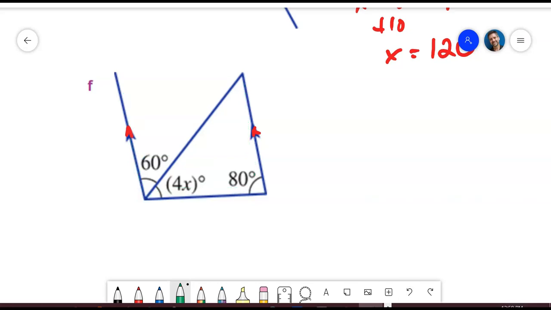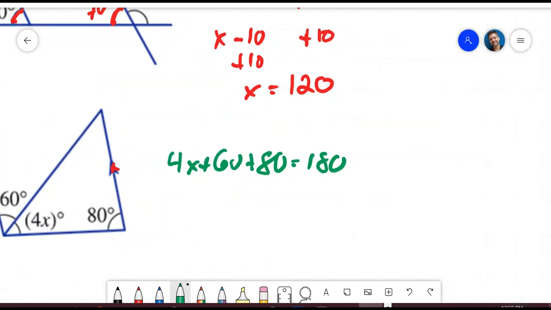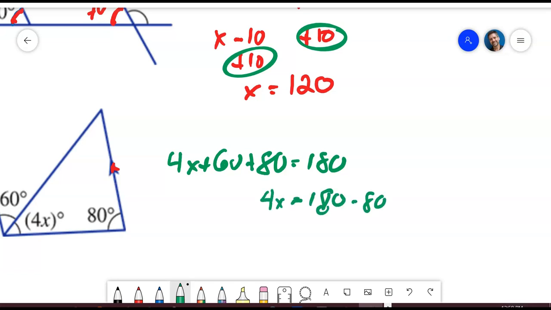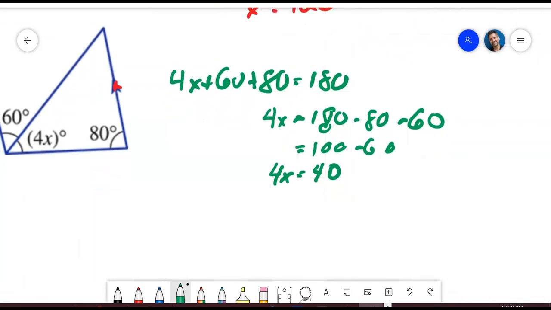So 4x plus 60 plus 80 equals 180. And just like we did up there, where we took numbers from one side over to the other side, we're going to do that here. So 4x will be equal to 180 minus 80 minus 60, which is easy. That's 100 minus 60, which is 40. But remember, that gives us 4x. So the answer to what 1x is, x by itself, equals 10.